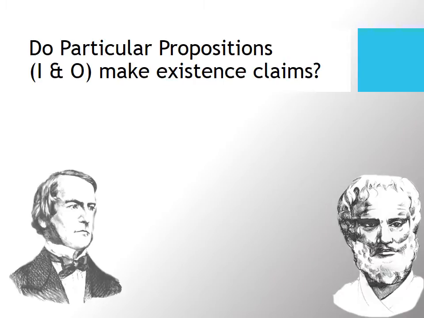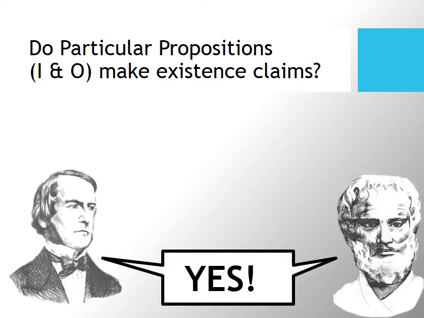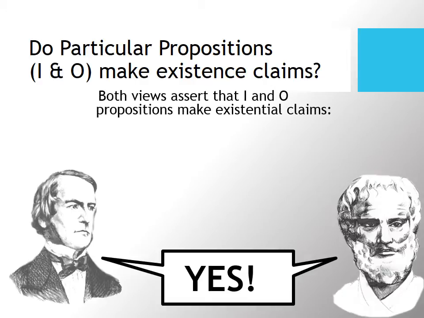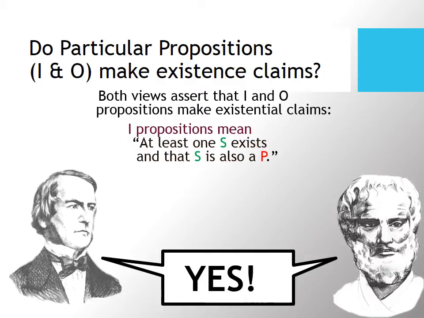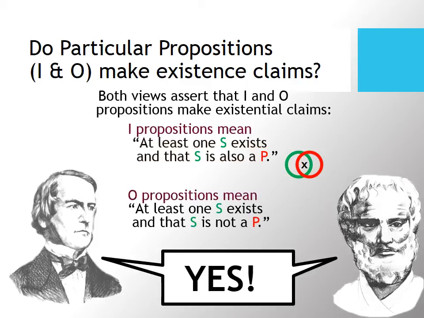Now, on the subject of whether or not particular sentences, the I's and O's, make existence claims, both Aristotle and Boole are in perfect agreement with one another. Both assert that the I's and O's make existence claims. If you state an I proposition, that's some S are P, you mean there's at least one S that exists, and it is also a P. So, Aristotle and Boole have a common understanding of what those sentences are going to be like. And if you state an O proposition, that means at least one S exists and that S is not a P. So the way that they write out their circles, if Aristotle ever engaged in that sort of thing, he seems to not use that technique, but their circles would look the same way.